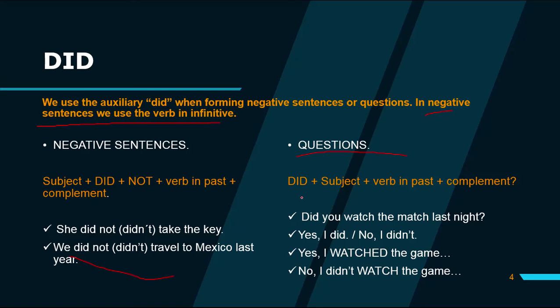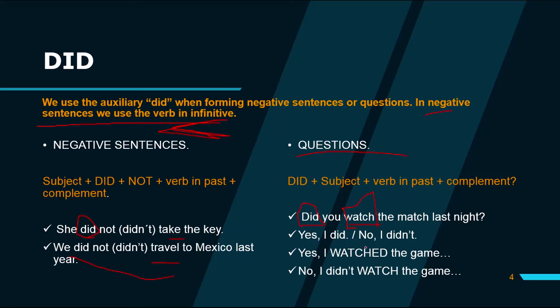Now, forming questions. In this case, we say did, subject, verb in infinitive, and complement. For instance, did you watch the match last night? Notice that in this case, watch, and in cases like take or travel, the verb is in infinitive or in present, because when you're using did, the auxiliary is already in past, so you don't have to use the verbs also in past. So, did you watch the match last night?